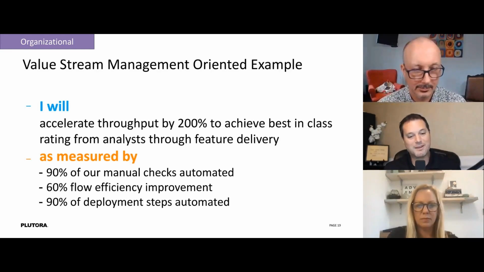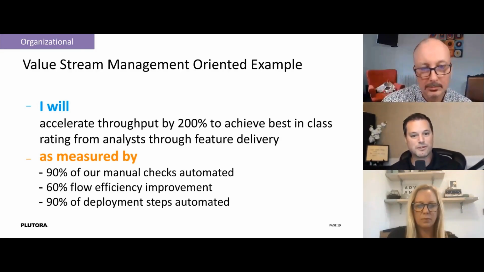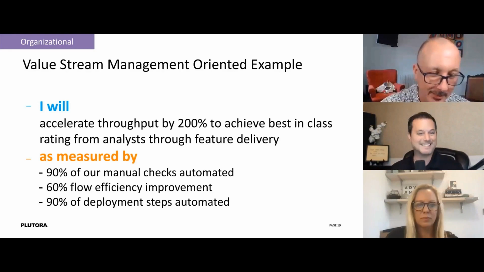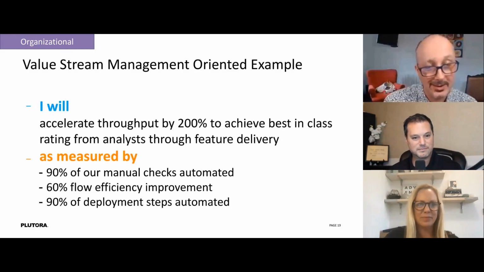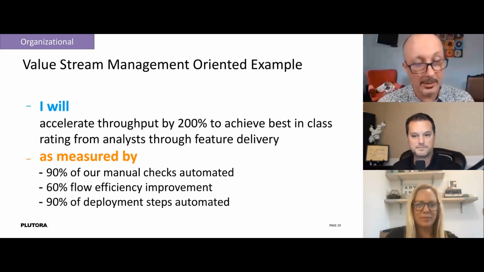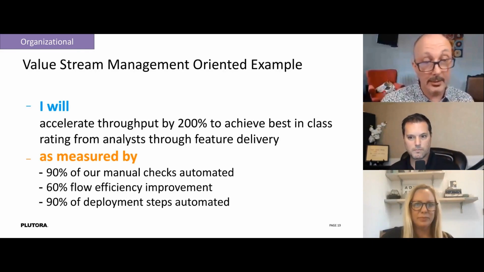Improving my automation and deployment steps by 90%. Those kinds of things are things you can check off on the list to improve your flow. We might have started here with just accelerate throughput by 200%. In fact, we did. But then we worked hard a bit to make it meaningful. So the question was, then what happens? And this was, I wouldn't have thought of this, best in class rating from analysts. I mean, maybe that in itself could have been all the objective that we need. But if Jeff understood, or the team understood, that there was something very specific that we were falling short on in the eyes of analysts, then this is a very sensible objective to go for, and a very sensible set of key results.